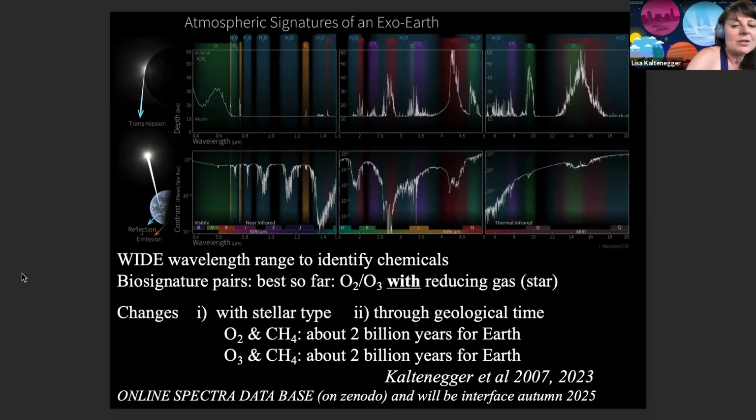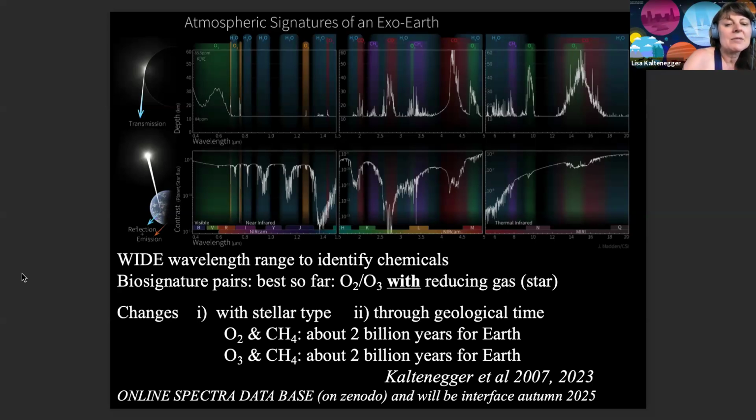But the best biosignature features we have so far are oxygen or ozone with a reducing gas. And yes, the star and its evolutionary stage influence very much how these features look. But there are models out there that you can just download if you want to figure out what's going on, the models and the spectra that go with them, in different resolutions.